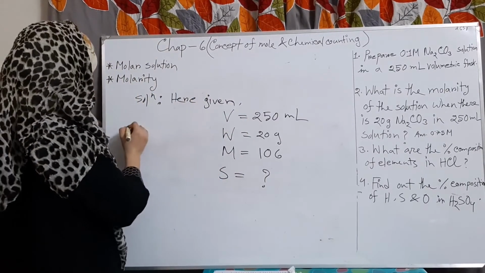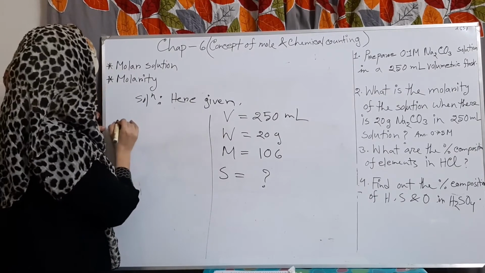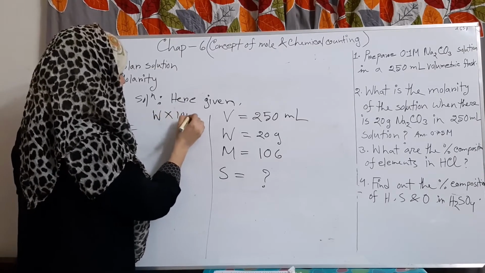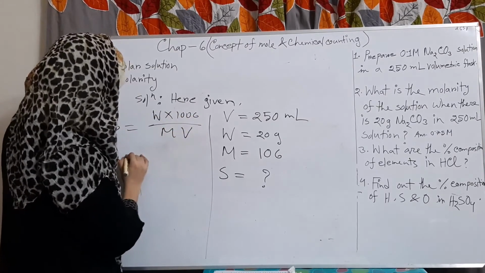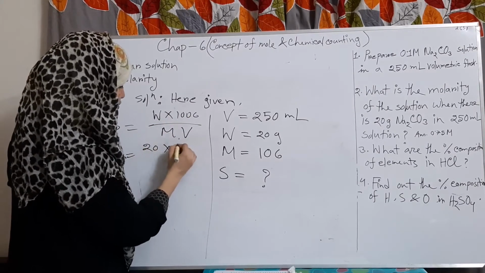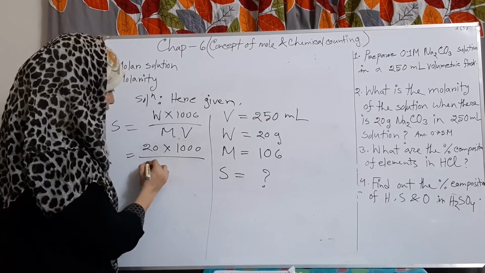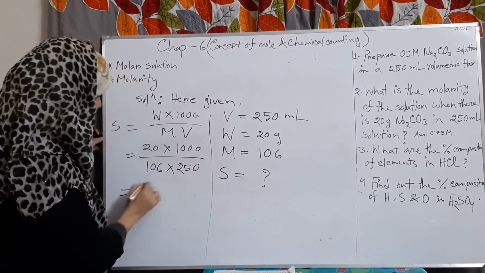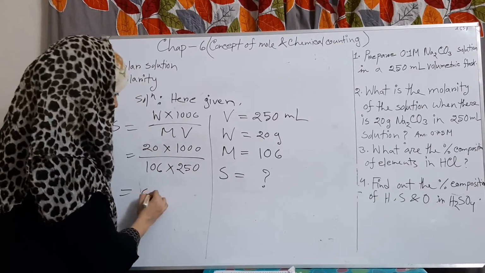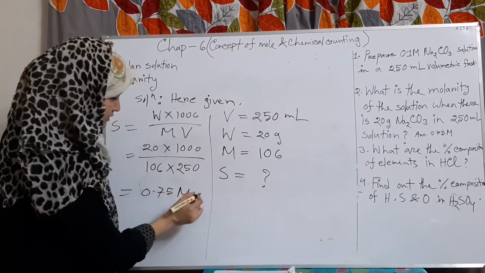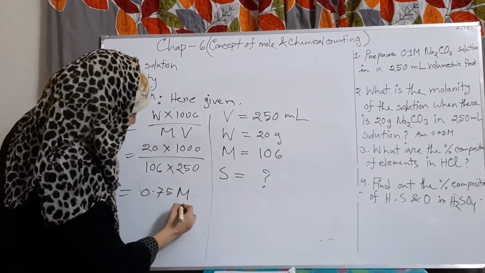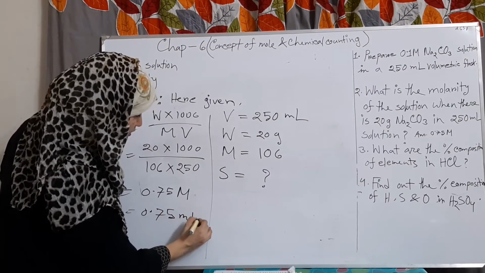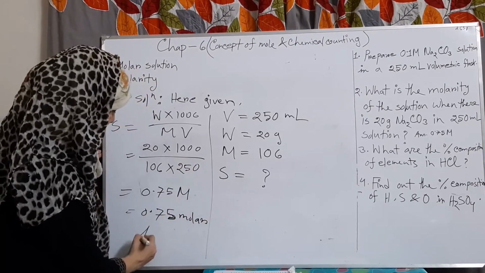When you apply the formula, which is S is equal to W into 1000 by MV, that means W 20 gram into 1000 by molecular mass 106 and volume 250 ml, the answer will be 0.75 molar. You can write this as capital M, or you can also write it as molar. And this is the answer.